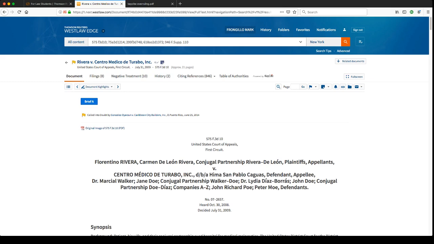The reason I'm not overly concerned right now about Gonzalez is that our case is a First Circuit Court of Appeals decision. Gonzalez is a U.S. District Court case from Puerto Rico. So it's a lower court, and it obviously could never have an impact on my ability currently to use Rivera.